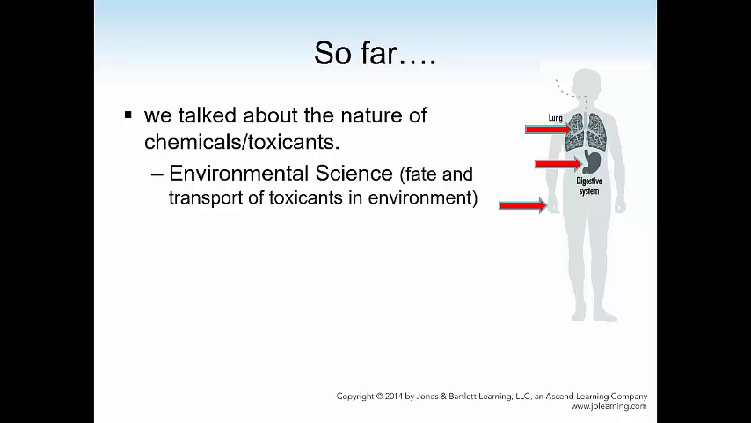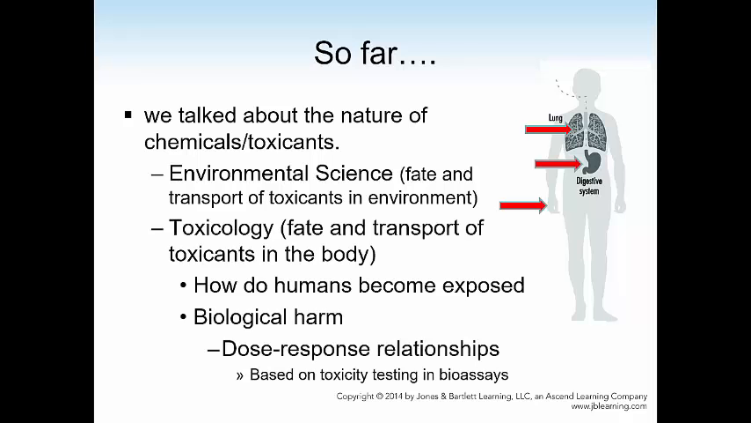All right, so what have we talked about so far? Because it might have been a little while since you listened to the first lecture. We talked about the nature of contaminant chemicals or toxicants. And we started off with environmental science, and we looked at fate and transport of toxicants in the environment. You remember that? Yes, all of those aspects of environmental science. And then we went into toxicology, and that was the fate and transport of the toxicants in the body.